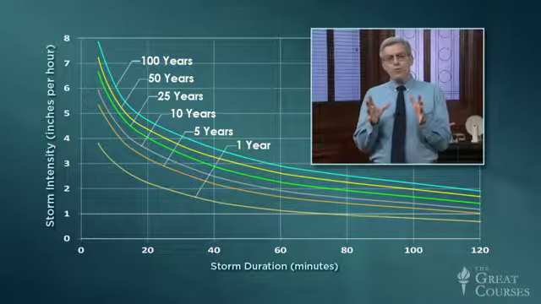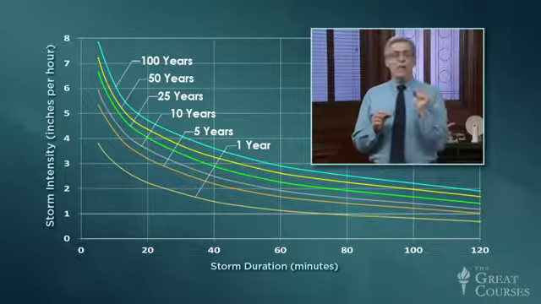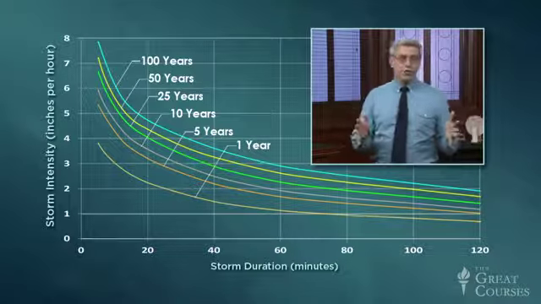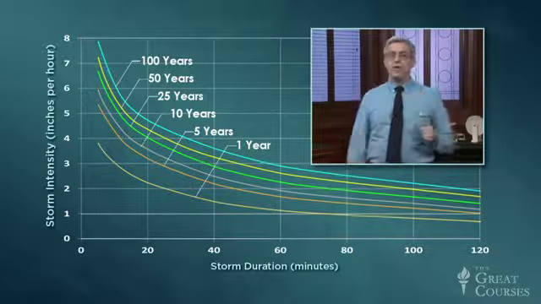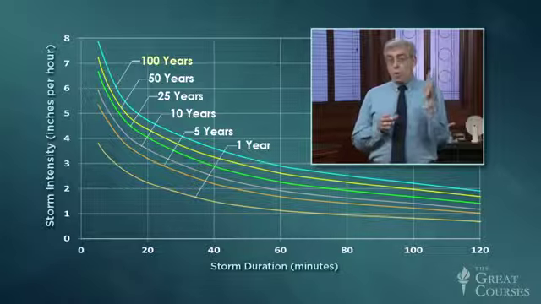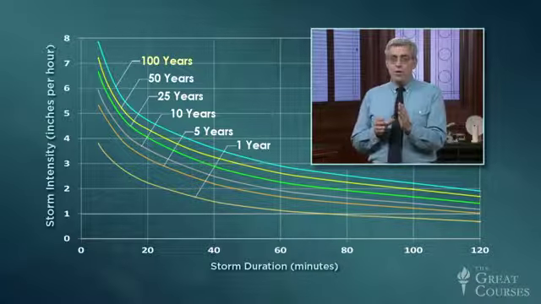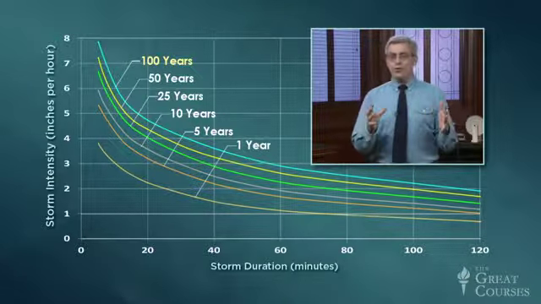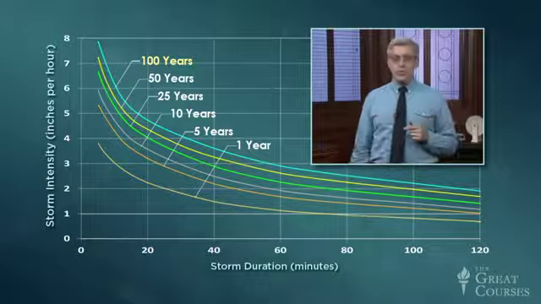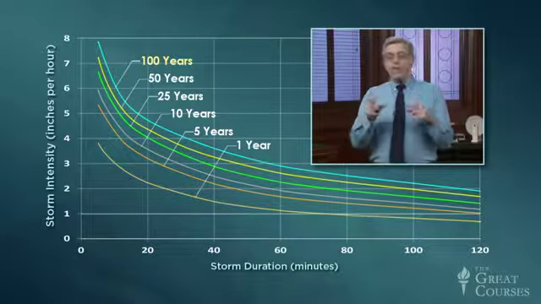Now, the recurrence interval is the statistical average period of time between occurrences of a storm with this particular severity. Thus, for example, a storm with a 100-year recurrence interval, the proverbial 100-year storm you've heard about on your local TV weather report, will happen on average once every 100 years.